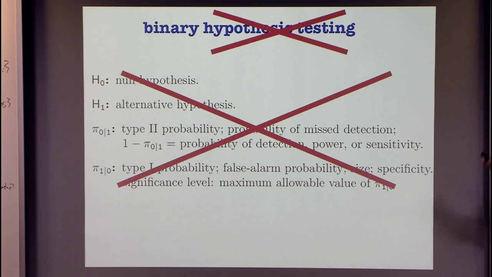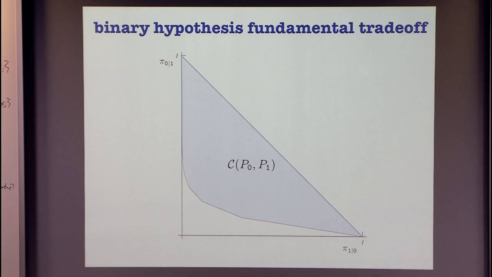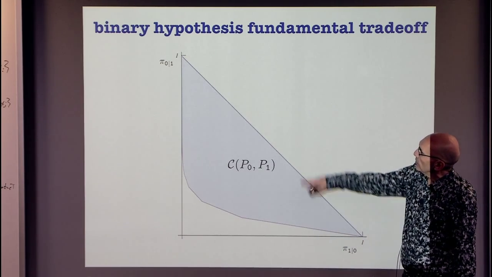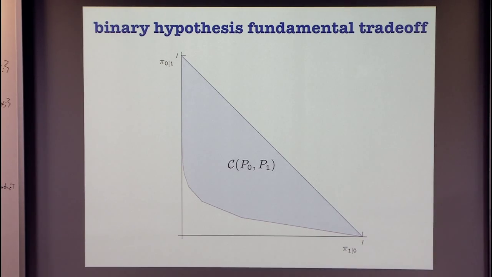And in fact, I'm tempted not to use the terminology of hypothesis testing. Maybe decisions should be better. But I chickened out, and I continue using hypothesis testing, not to be too contrarian. All right, so here the fundamental trade-off then is the region that you can achieve between the two error probabilities, and that's the lower envelope. So that's where the action is.